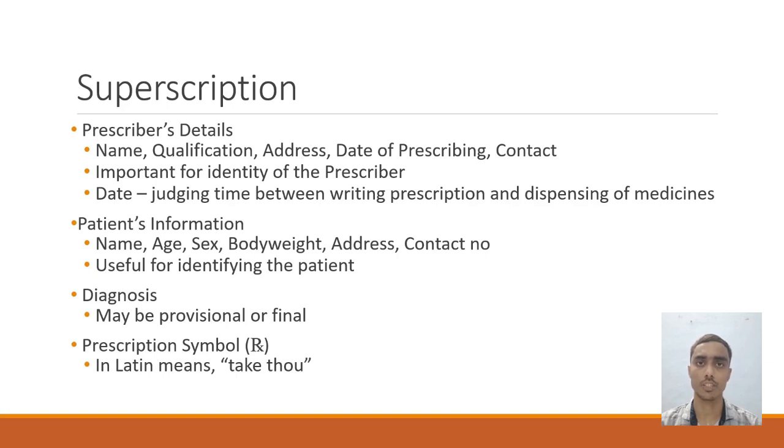Next, there are the patient's details: name, age, sex, body weight, address, and contact number. The patient's details are useful for identifying the patient and further handling of the patient in the future. Then there is the diagnosis. The diagnosis may be provisional diagnosis or final diagnosis. Lastly, there is the prescription symbol.